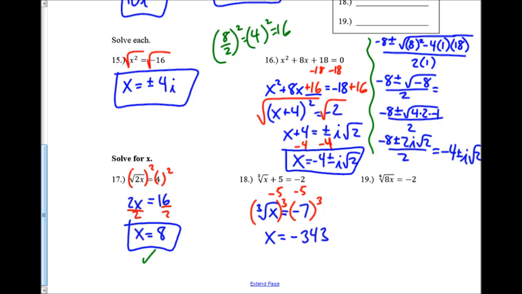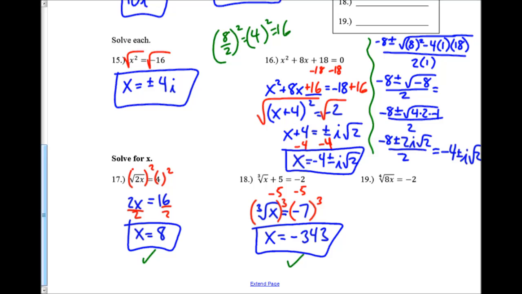And then again, the last thing I should do here is double check this. So I plug it back in. The cube root of negative 343 is negative 7. And then negative 7 plus 5 is negative 2. So that one works. So again, make sure you check for extraneous solutions.